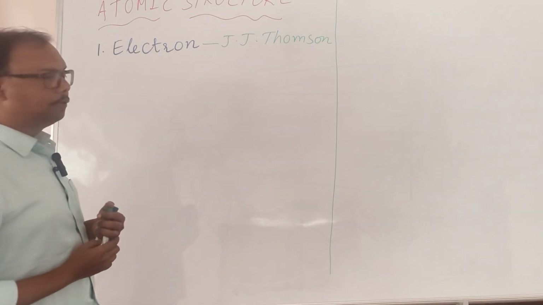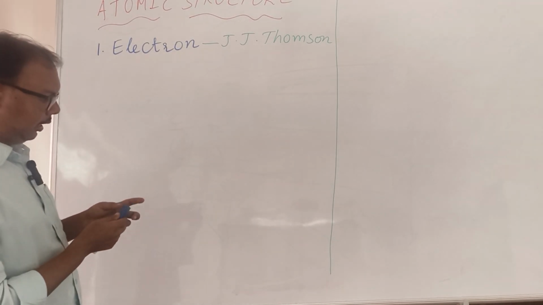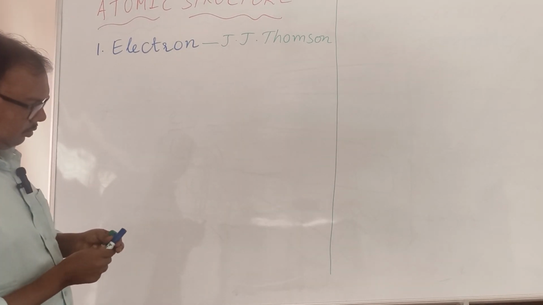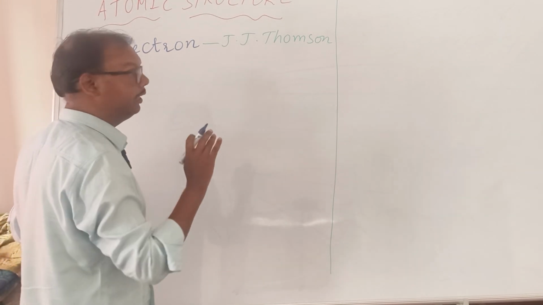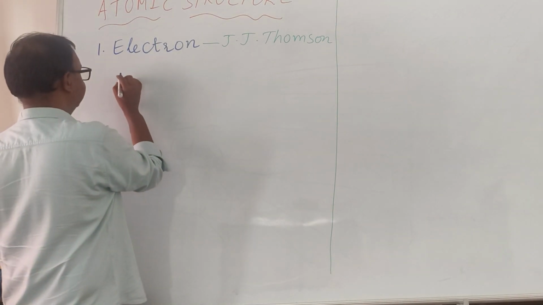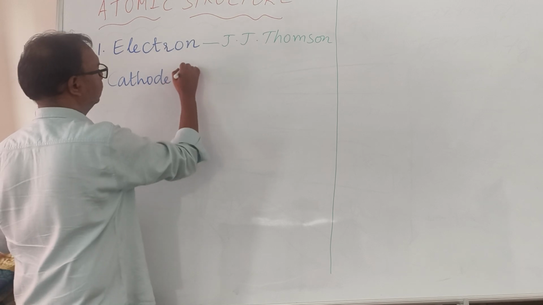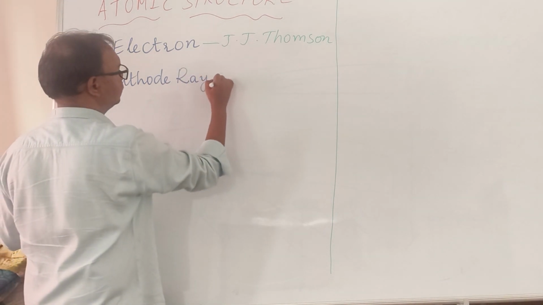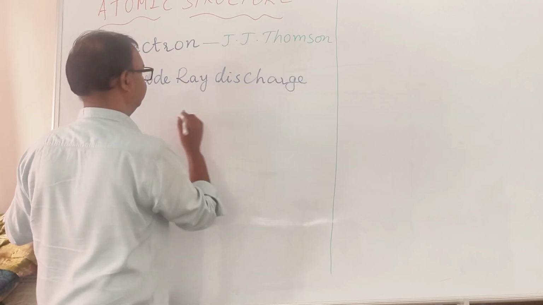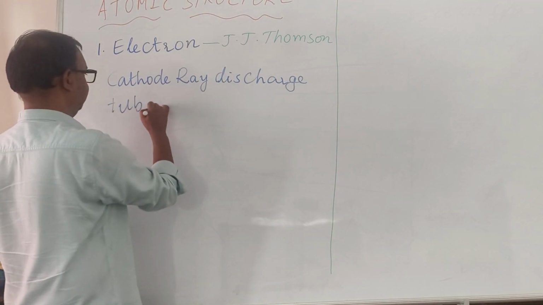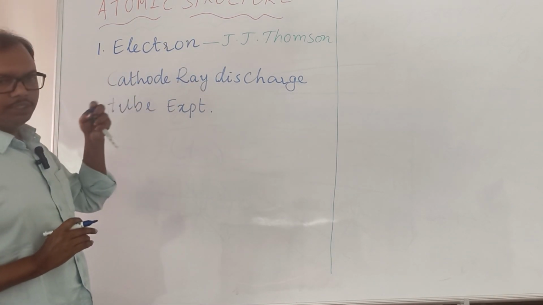Right. Now, actually, here he called electrons cathode rays. By using which experiment did he do this? The cathode ray discharge tube experiment. Which experiment is that? Cathode ray discharge tube experiment. By using the cathode ray discharge tube experiment.